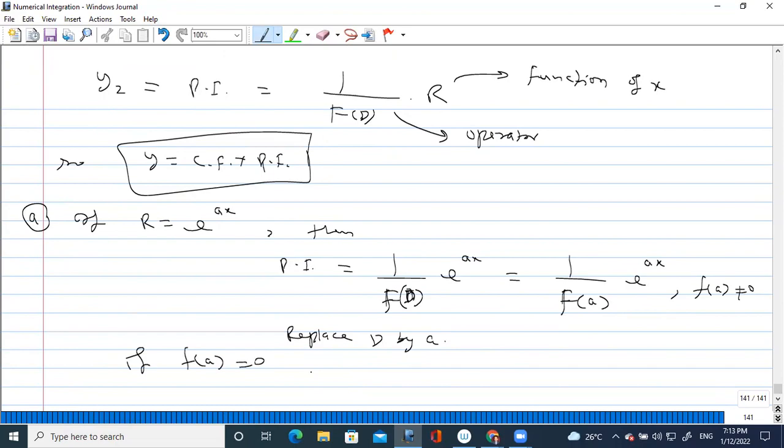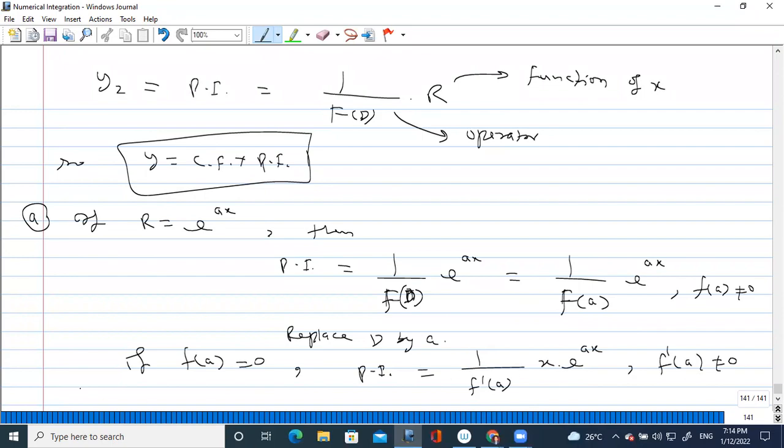If f(a) is equal to 0, then what do you have to do? Then the particular integral will be 1 upon f'(a). You differentiate f(D) with respect to D, then in that you put D equal to a. Understood? So then it will be f'(a). But here, with the e to the power ax, you have to multiply with x. So then it is equal to that. Here also it is provided that f'(a) should be non-zero.